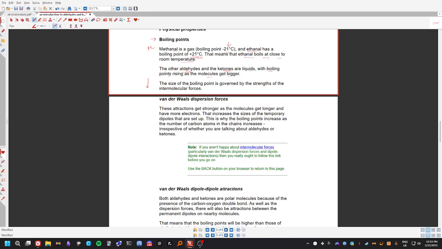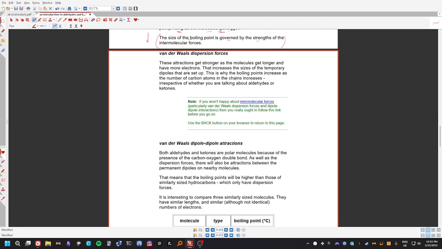The size of the boiling point is governed by the strength of the intermolecular forces, as usual. So as you go up in molecule size, the boiling points rise, so they're all going to be liquids. So let's see, van der Waals dispersion forces: the attraction gets stronger as the molecule gets longer and has more electrons. This increases the size of temporary dipoles. This increases the boiling point as the number of carbon atoms in the chain increases, irrespective of whether you're talking about aldehydes and ketones. Easy peasy.